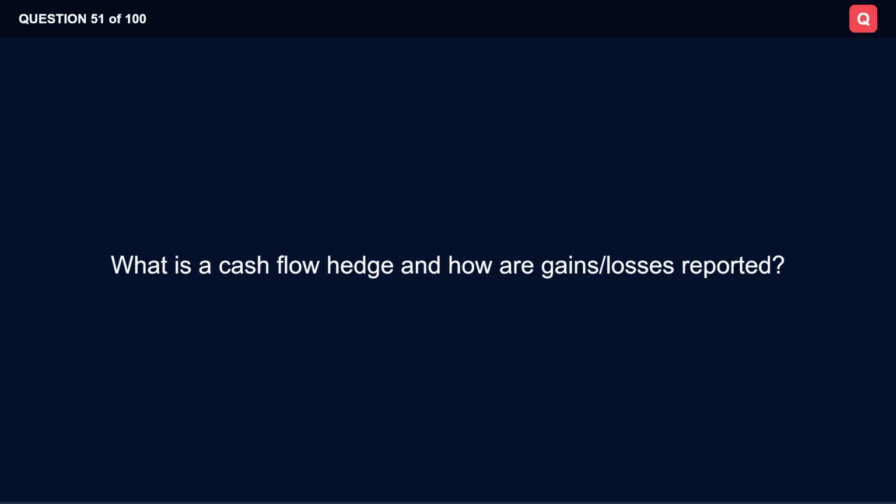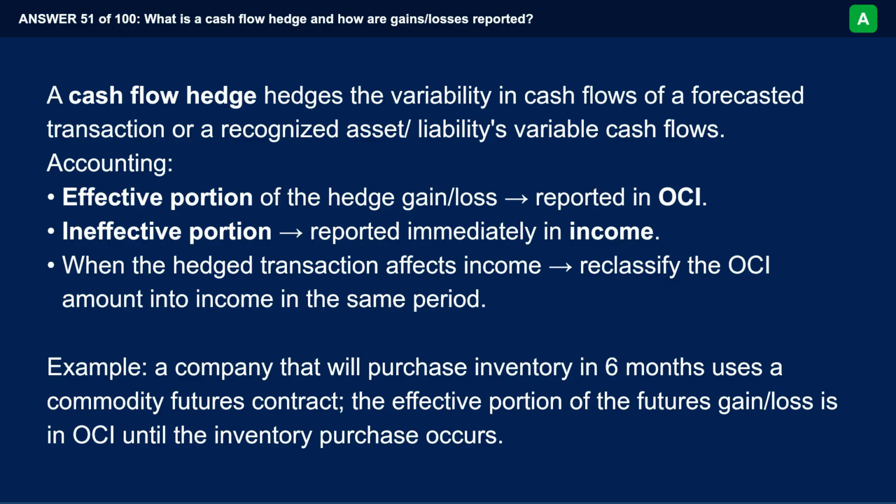What is a cash flow hedge, and how are gains/losses reported? A cash flow hedge hedges the variability in cash flows of a forecasted transaction or a recognized asset/liability's variable cash flows. Accounting: effective portion of the hedge gain/loss, reported in OCI, ineffective portion, reported immediately in income. When the hedged transaction affects income, reclassify the OCI amount into income in the same period.